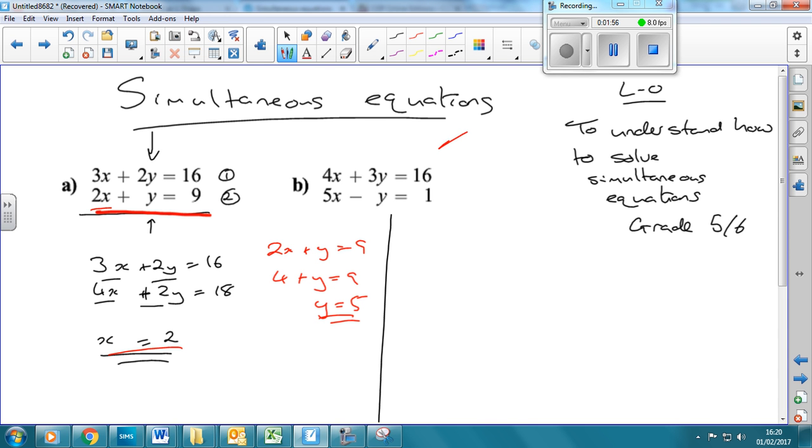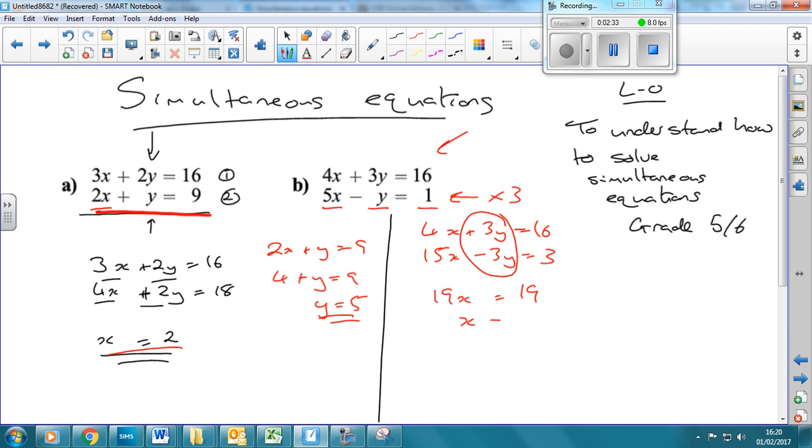Okay, if we have a look at the next one, if we treble the bottom one, we're going to end up with 3y. So the top one is just 4x plus 3y equals 16, but we've got to times the bottom one by 3. So this times 3, this times 3, and this times 3. That'll give us 15x minus 3y equals 3. Now the key thing to remember is that here we've now got a plus 3y and a minus 3y, so we need to add the two equations together. So 15x plus 4x is 19x. 3 plus 16 is 19. So x equals 1.